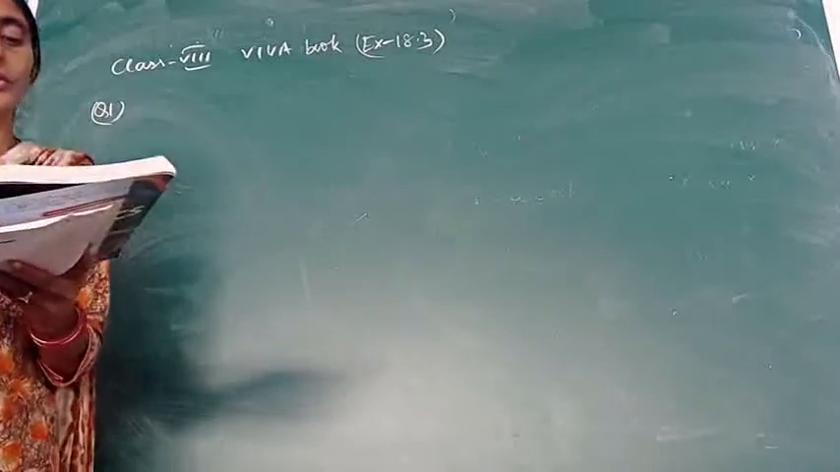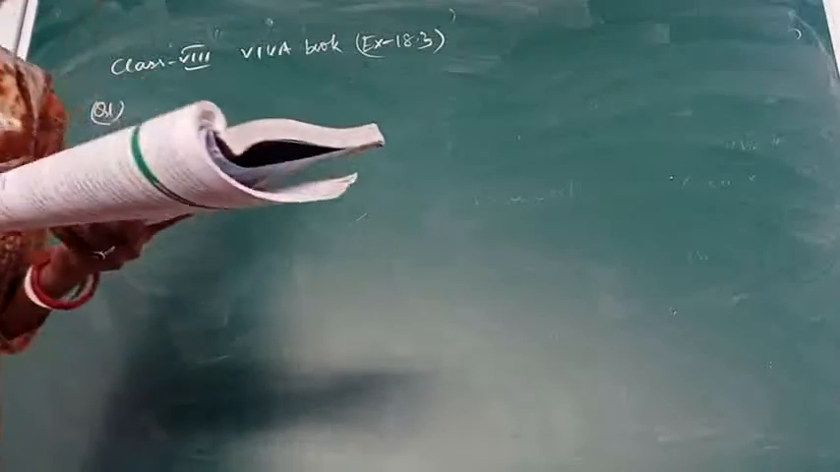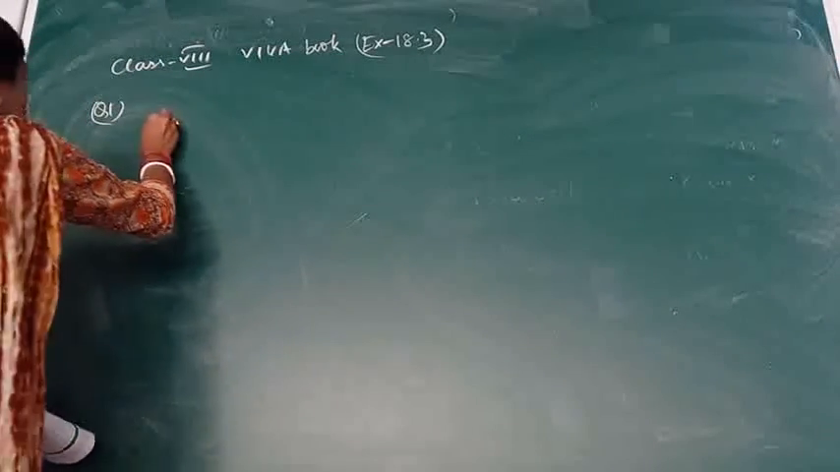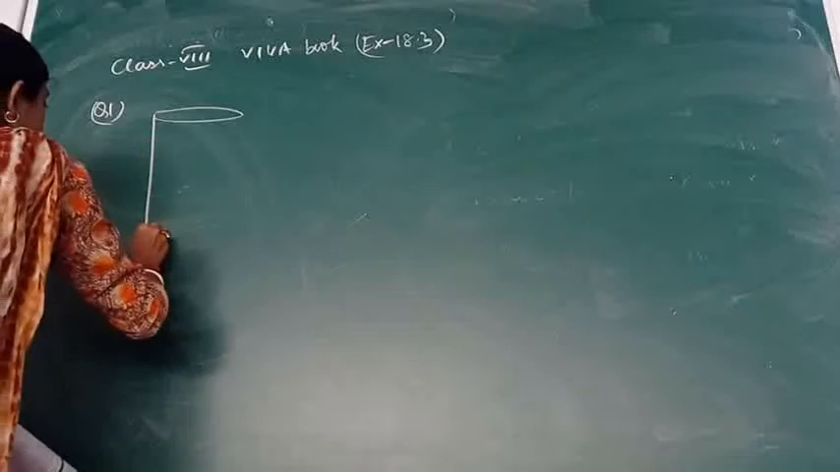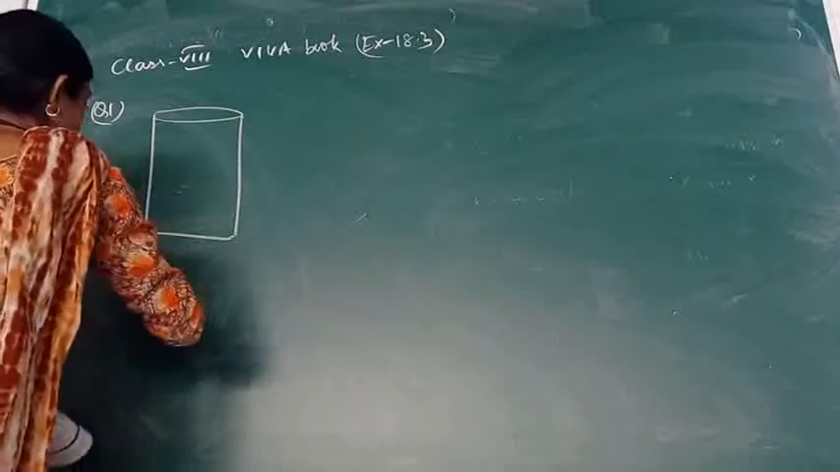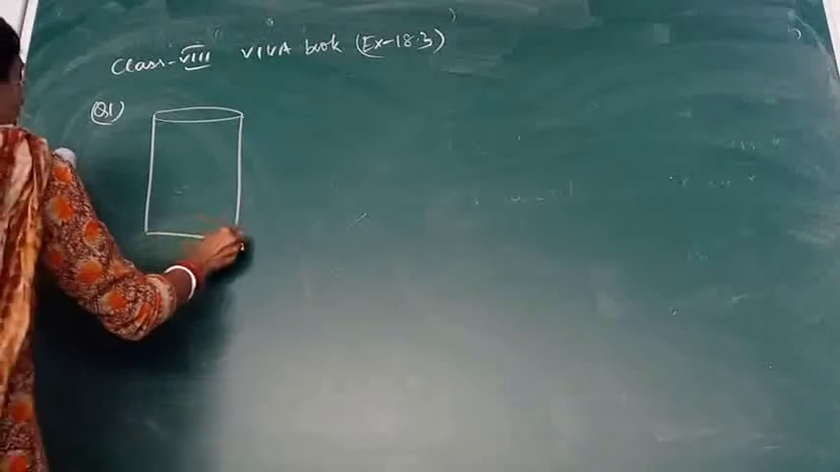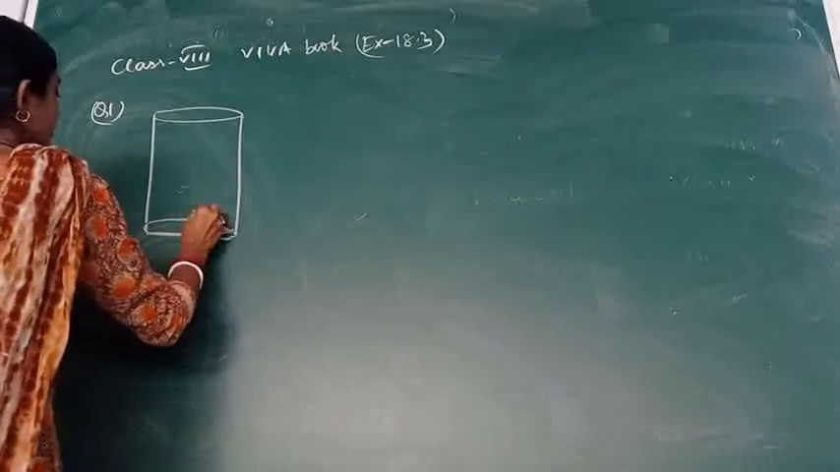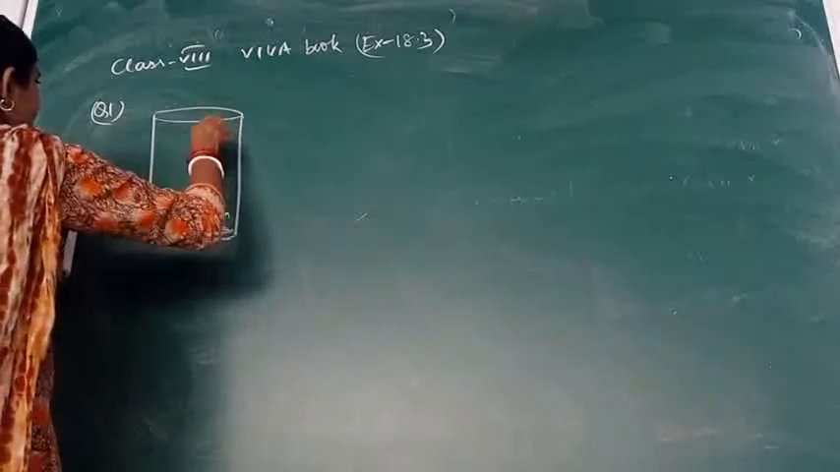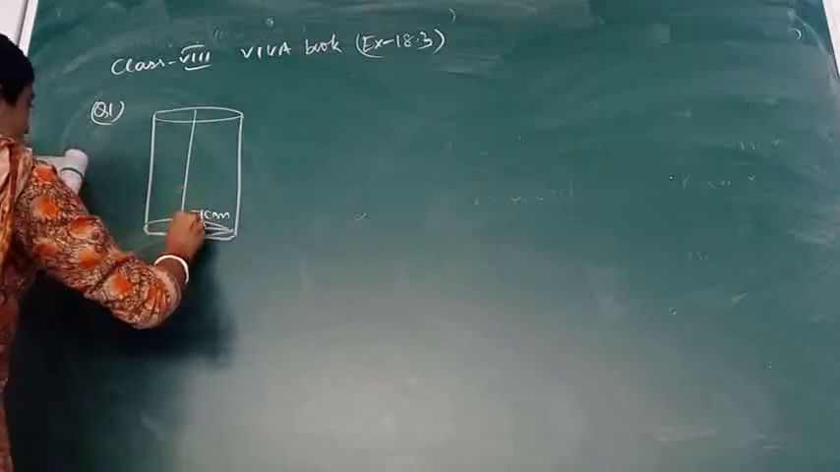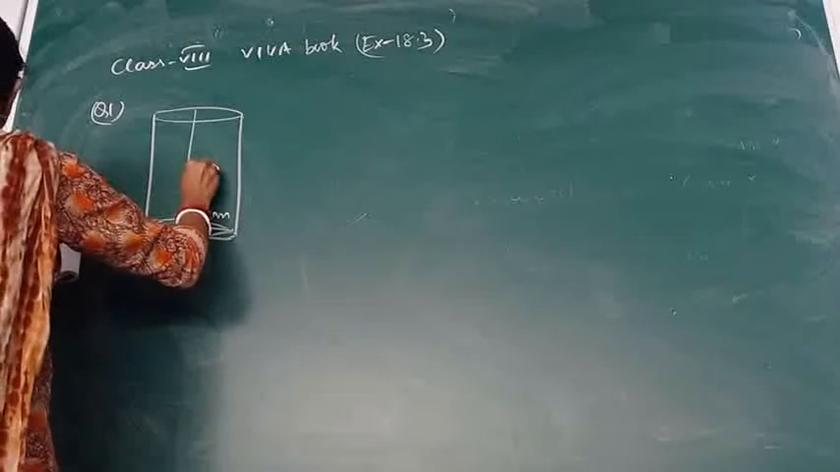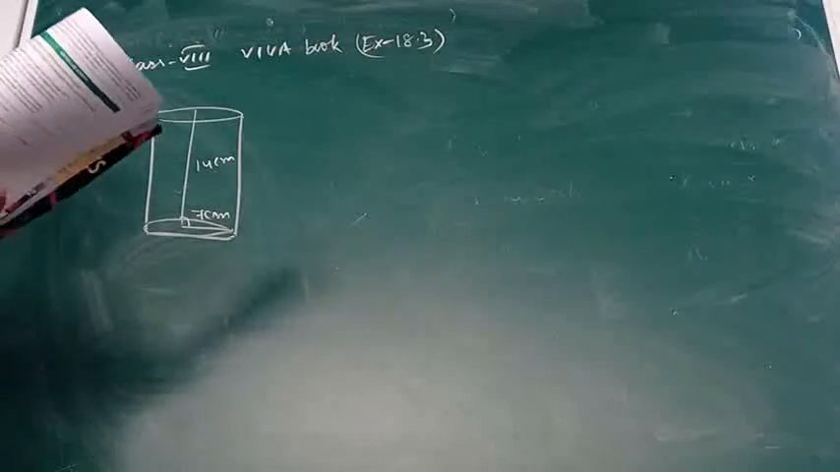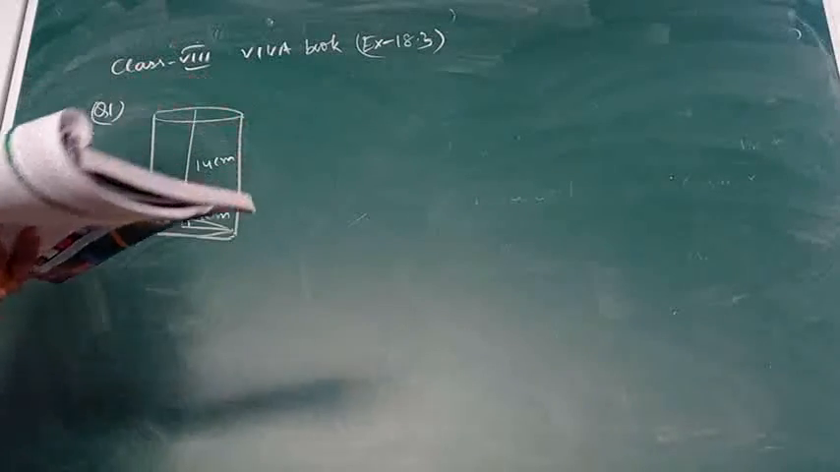The radius of a right circular cylinder is 7 centimeter and its height is 14 centimeter. So what is the situation you are getting? It is a cylindrical shape. Right cylinder you have given, whereas the radius of this cylinder is equal to 7 centimeter, and the height it has given is 14 centimeter. Now you have asked to find its curved surface area and total surface area.